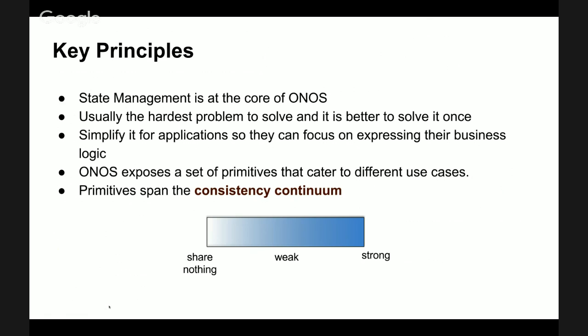Doing state management in a distributed setting is usually the hardest problem, and we want to solve it once. Because we don't want an application that runs on top of ONOS to deal with distributed consensus and failure detection and so on. These are things that should be available pre-packaged to applications. As a result, applications just consume these primitives and can focus on writing the core network logic or business logic that they want to express.